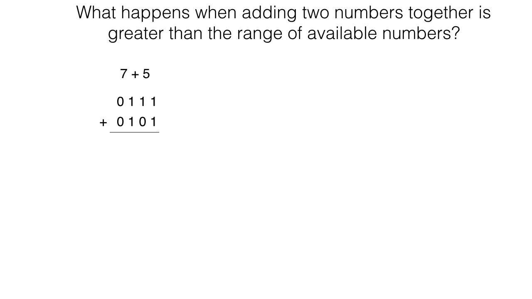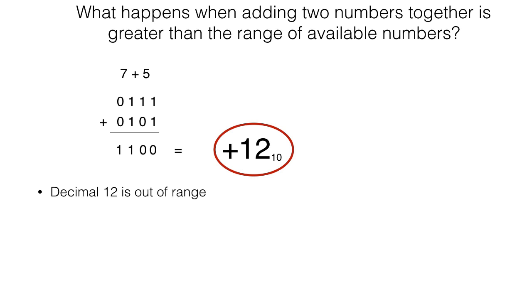Let's add them together. 1 plus 1 is 0, carry the 1. 1 plus 1 is 0, carry the 1. 1 plus 1 plus 1 is 1, carry the 1, and that's 1. I don't have a carryover bit. And what does that equal? That would be 8 plus 4 plus 0. That's 12 in decimal. Oh, wait a minute. 12's out of range.